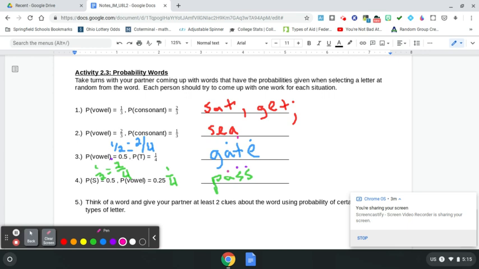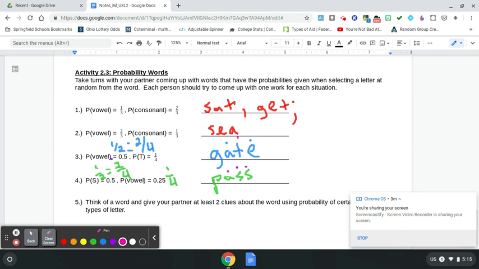So now I challenge you guys to do number 5 together. Think of a word and give your partner at least 2 clues about the word using the probability of certain letters and types of letters. Okay, so you think of a word, you write it down or you remember it, and then you're going to tell your partner, okay, here's 2 clues.